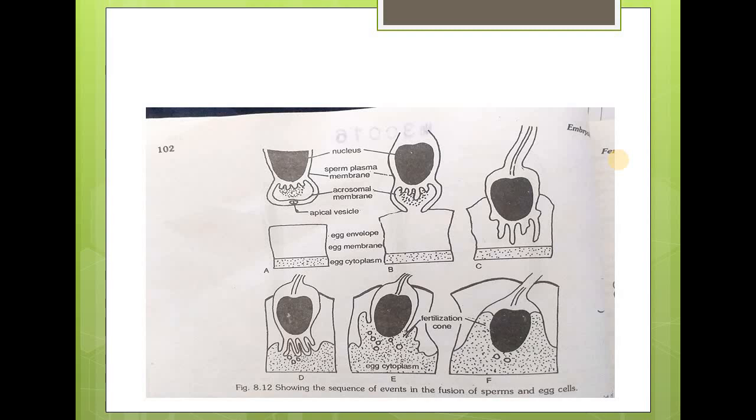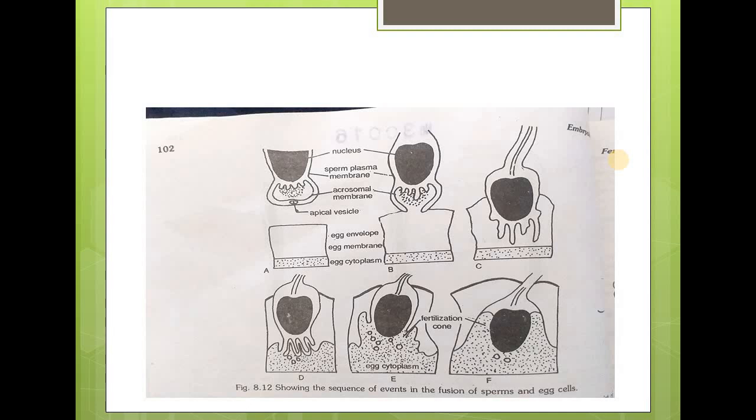Fertilization by the penetration of only one sperm is, as I told you, called monospermy. If more than one sperm establishes contact and penetrates the egg, it is known as polyspermy, which is seen in some of the molluscs, tunicates, echinoderms, etc.